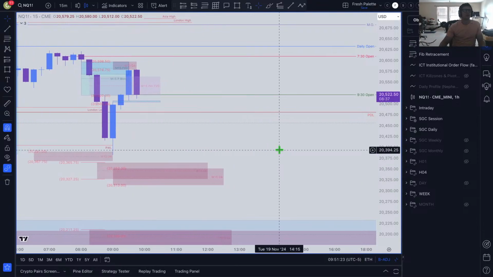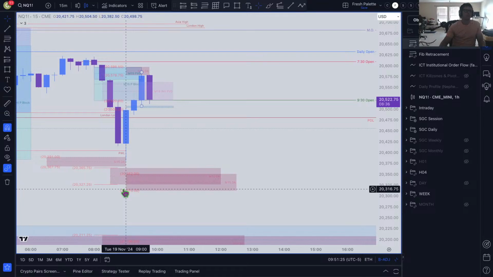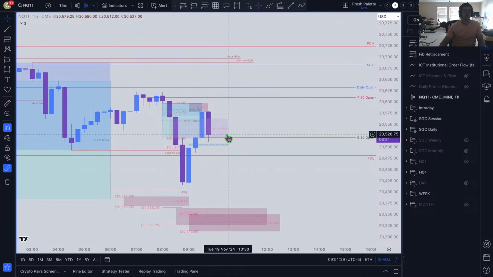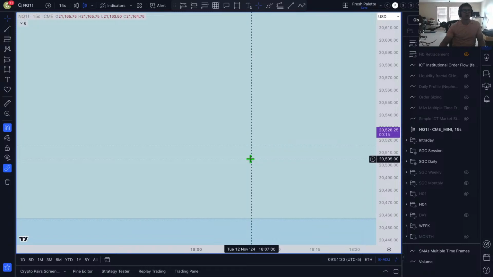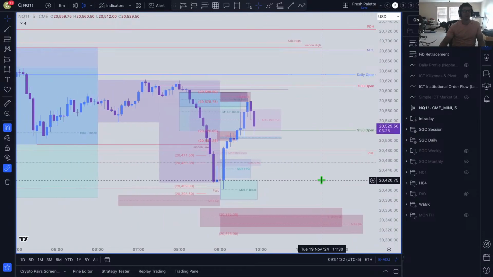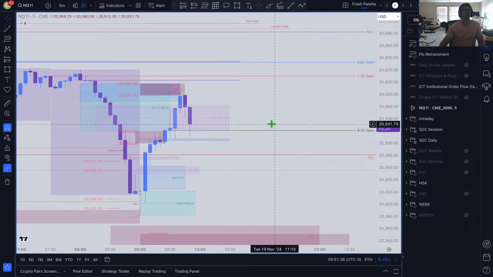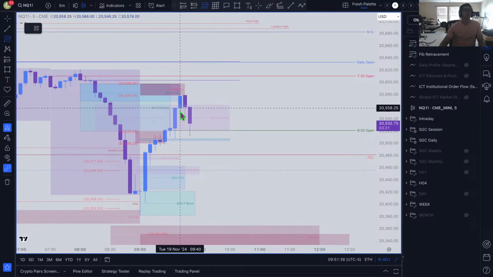And that would be that play. So you'd have sort of alignment there. Really want to see it close below the 930 open for that to make sense. And get some alignment on the 5 minute. Now on the 5 minute, you are starting to get this session objective here out of this.